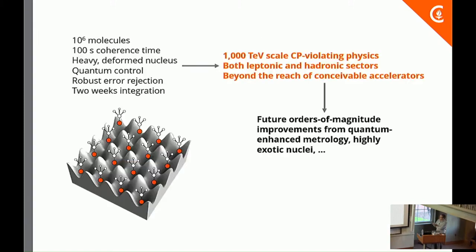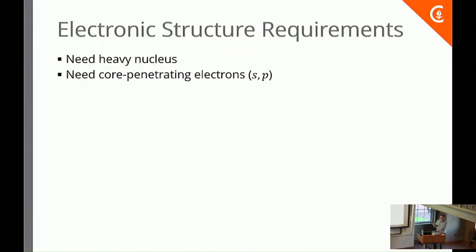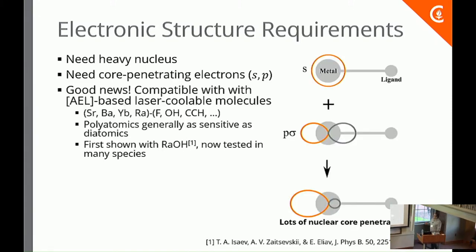So if you want to find a molecule to do an experiment like this, what do you need? You have some needs. One is you need a heavy nucleus to get these big enhancements, the heavy nuclear enhancements for both the electron and the nuclear stuff. Both need this. They also both need core penetrating electrons for very different reasons, but you need basically lots of either S or P content at the nucleus. And that's good news for a laser cooling molecules approach, because these structure requirements are compatible with these alkaline earth-like based laser coolable molecules.